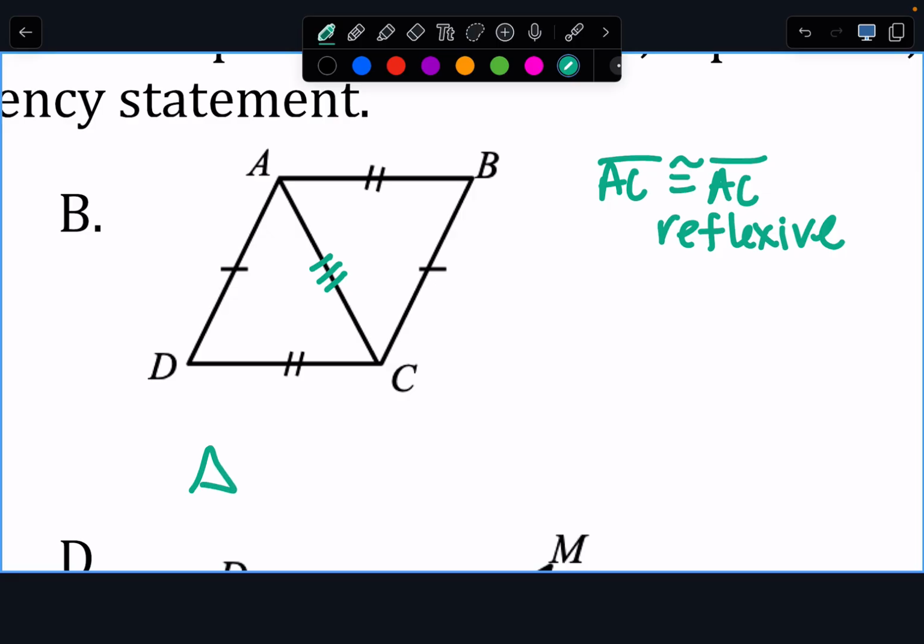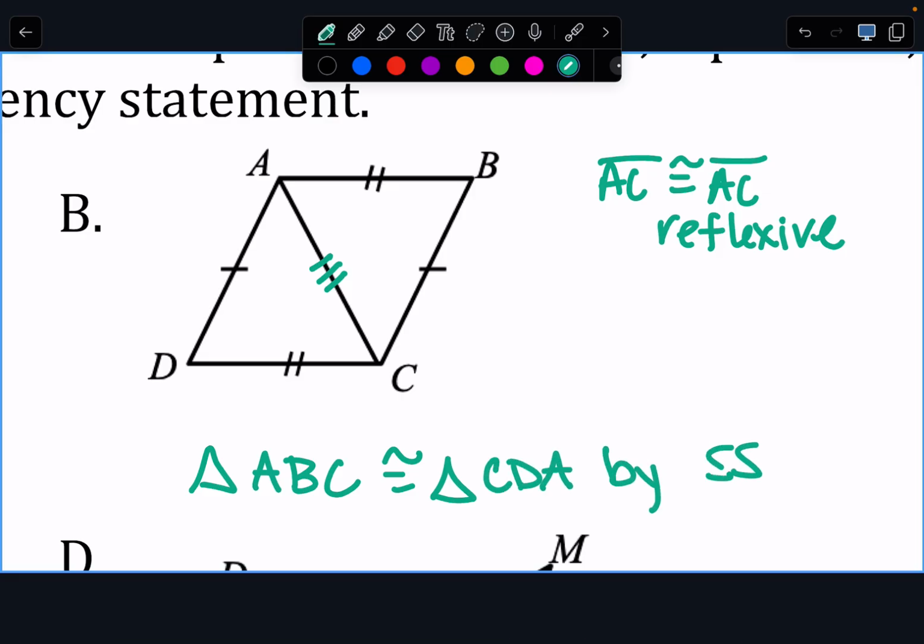So we can say that triangle ABC is congruent to triangle CDA by side, side, side.